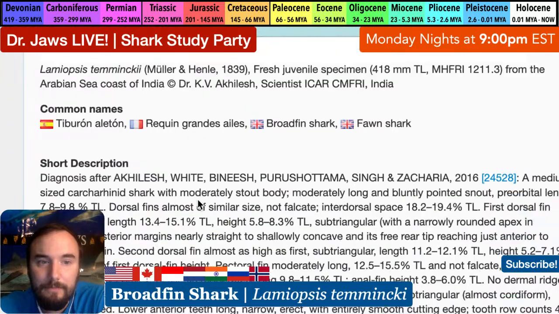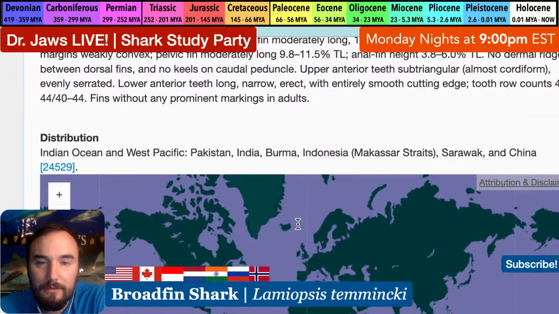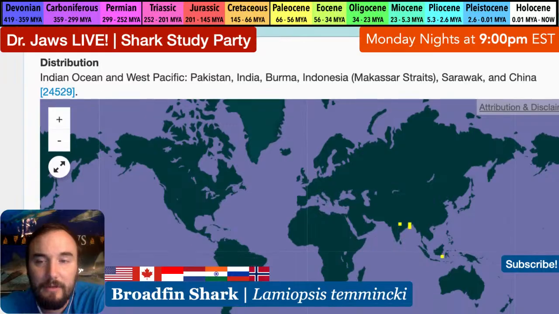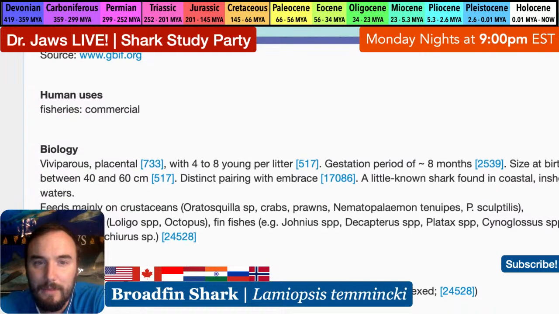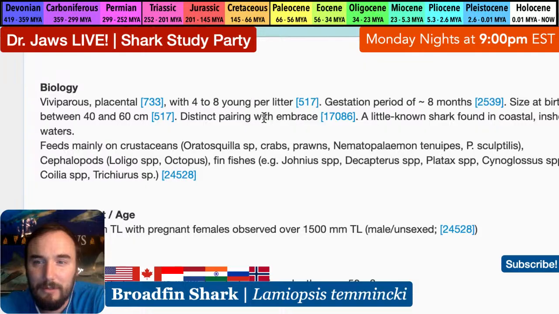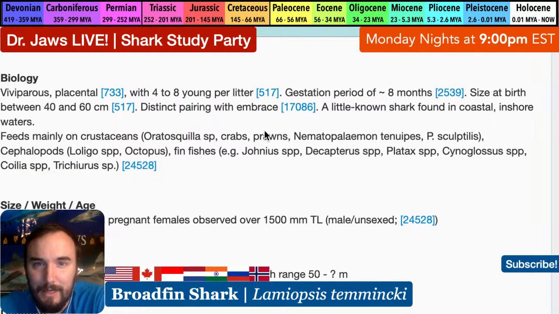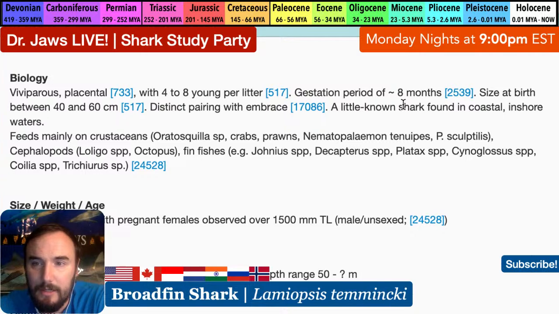Let's see. I already passed through the description. I'm very curious to check out the IUCN range, so we'll check that out in a little bit. 4 to 8 pups per litter, so not great, but not bad. Gestation period of 8 months. That's actually pretty good for a shark. Many sharks take 2 or 3 years as far as their full reproductive cycle, so that's actually pretty okay.